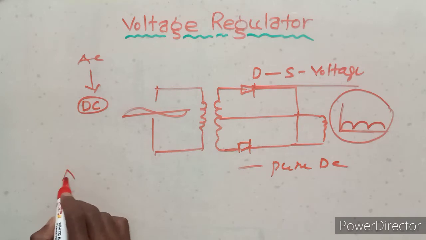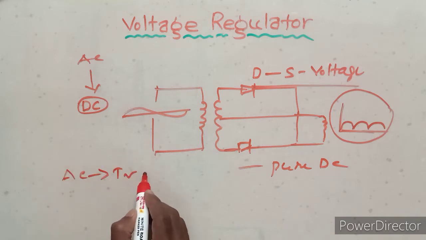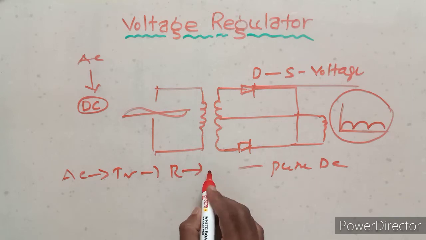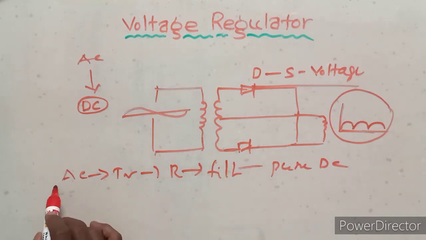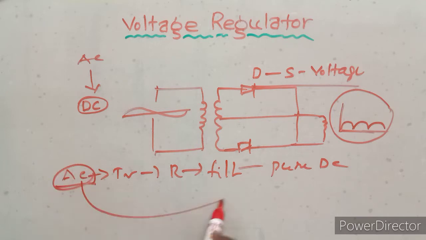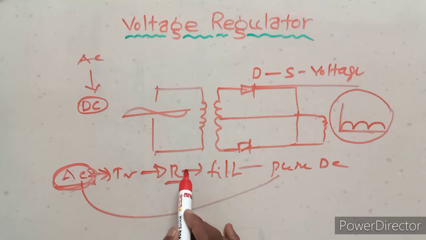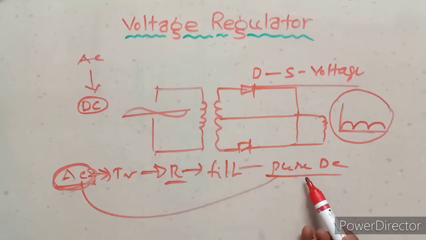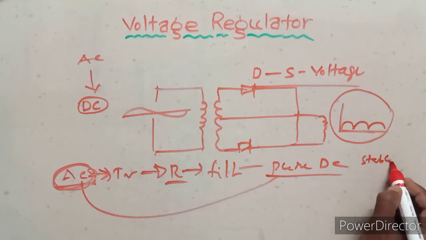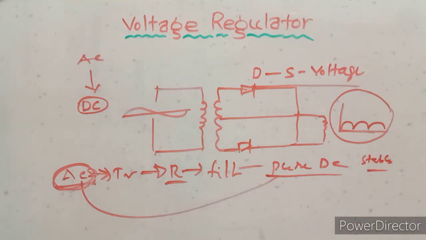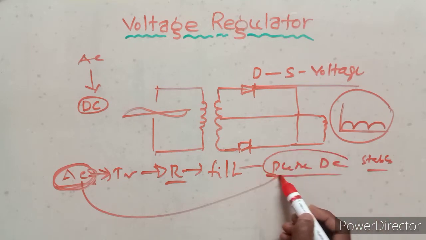First is the AC transformation, then rectification and filtering. AC is converted into pure DC. Okay, but the resultant pure DC after filtering is not stable.